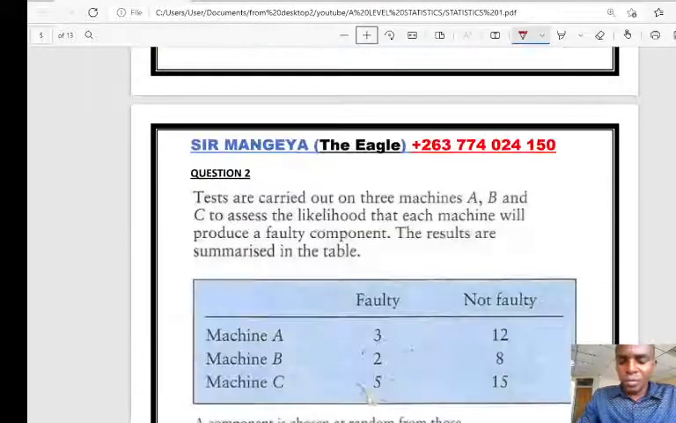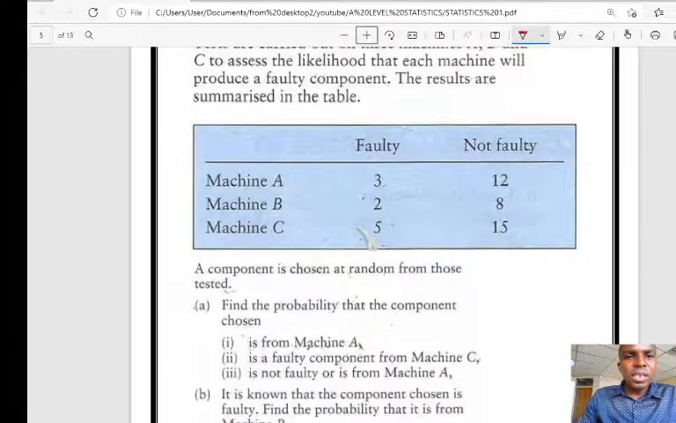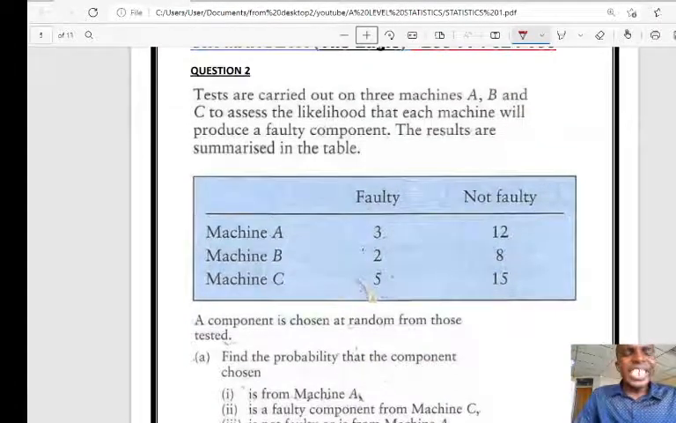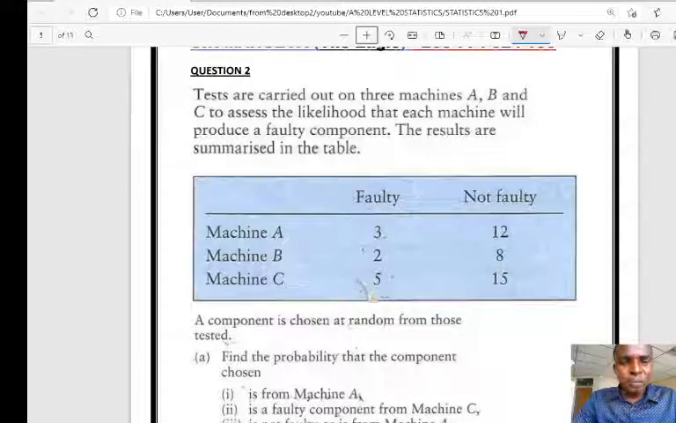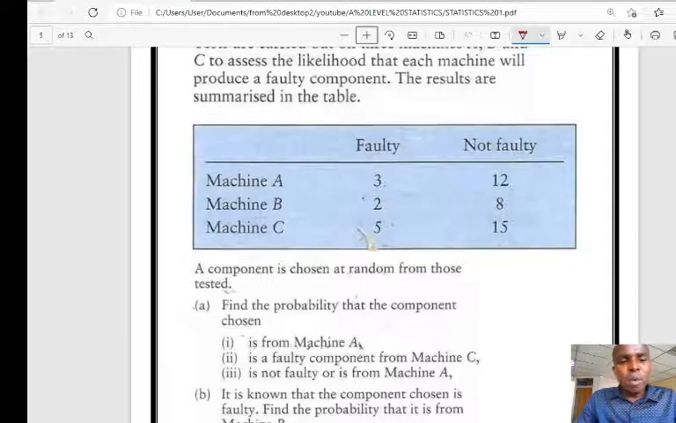Next question. Question number 2. Right, these are tables. Tests are carried out on 3 machines A, B, and C to assess the likelihood that each machine will produce a faulty component. The results are summarized in the table. A component is chosen at random from those tested. Find the probability that the component chosen is from machine A.